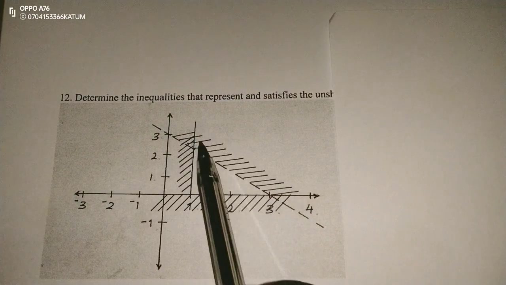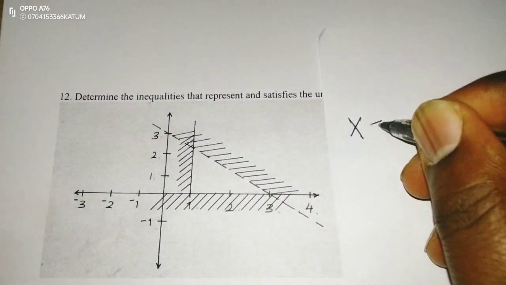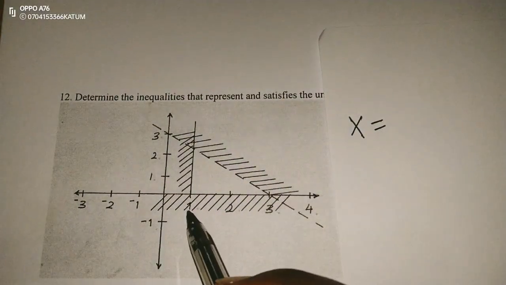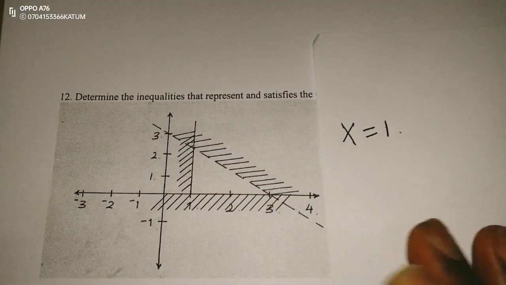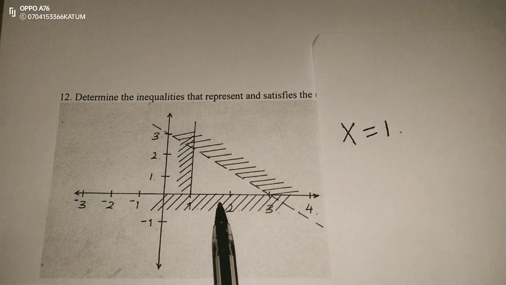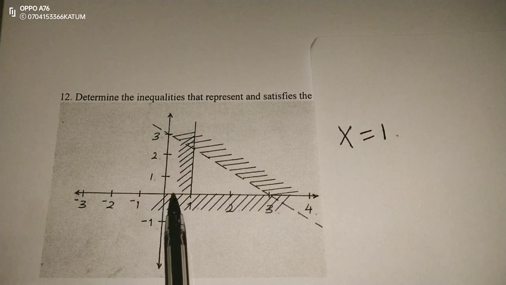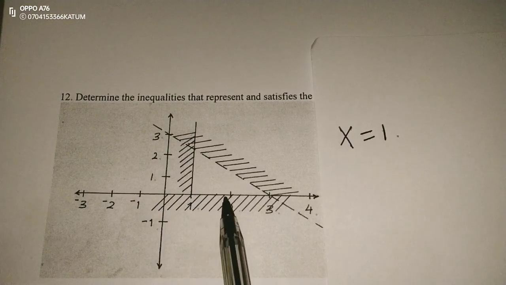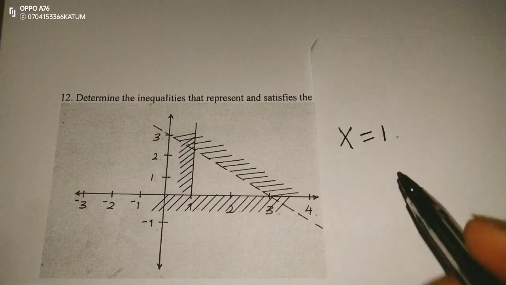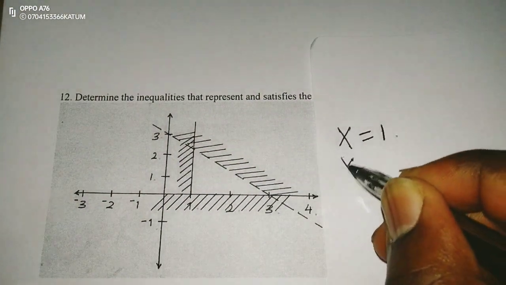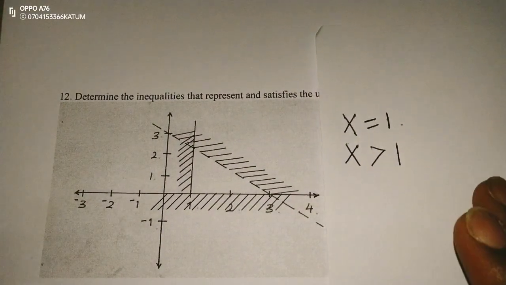This is a vertical line, which means it's a line of the form x equals a certain value. So x equals 1. Now that x equals 1, we are going to consider the values of x on the required side and the values of x on the unwanted side. On the required side, the values of x are greater than on the unwanted side. Therefore, it is x greater than 1. We want the values of x which are greater than 1.